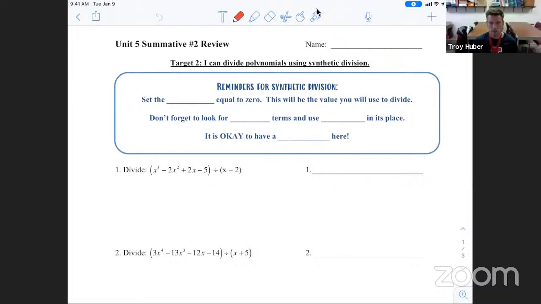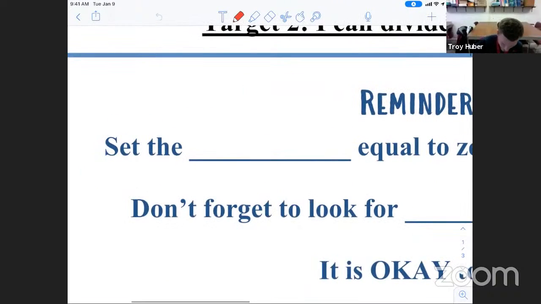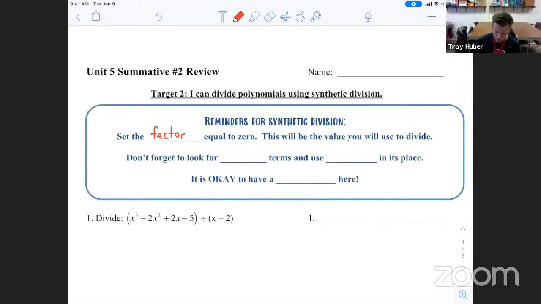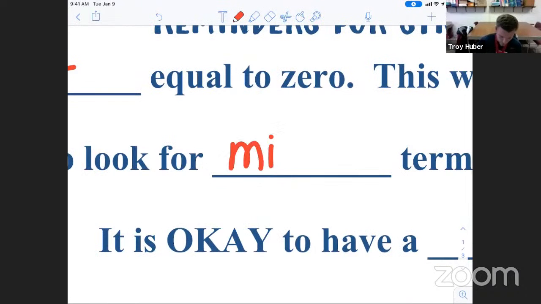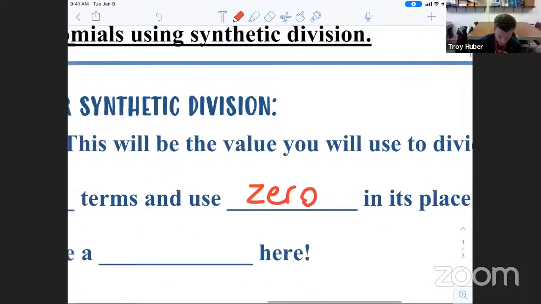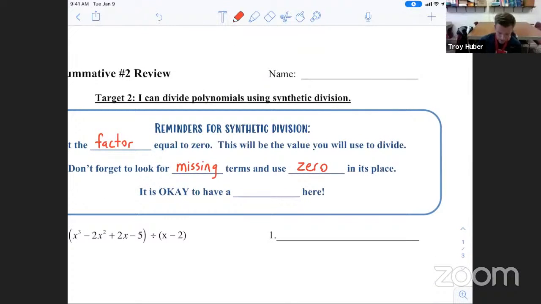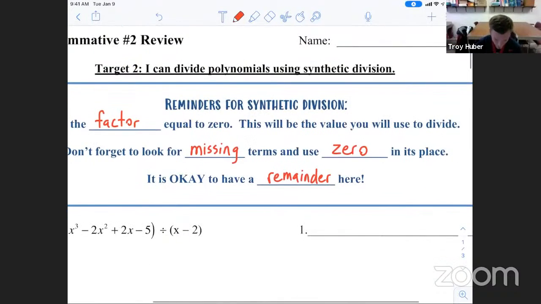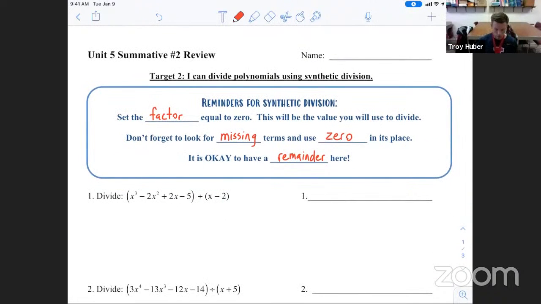So today we're going to be doing some division of polynomials using synthetic division. All right, so here's how we're going to do that. We are going to set the factor equal to 0. So let's go ahead and write in factor. We're going to set that factor equal to 0. This will be the value you will use to divide. Don't forget to look for missing terms and use 0 in its place. It's okay to have a remainder. And don't worry, we'll talk about each of those when we start to do this work.